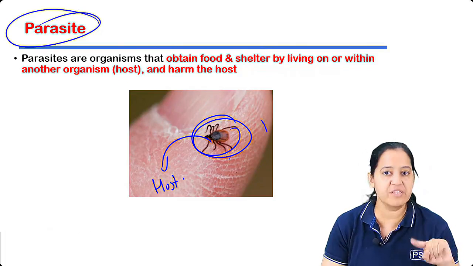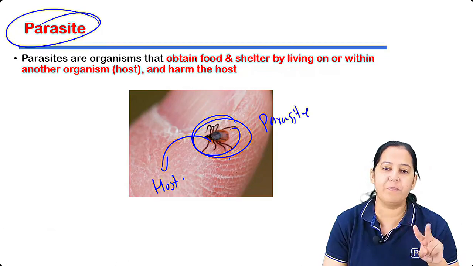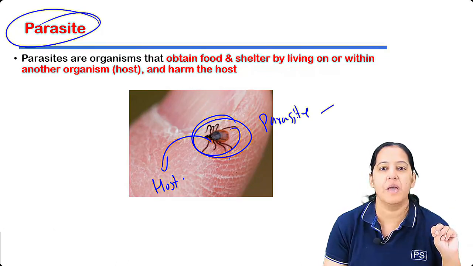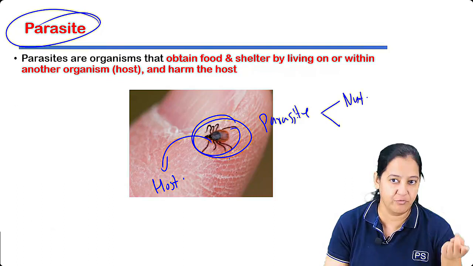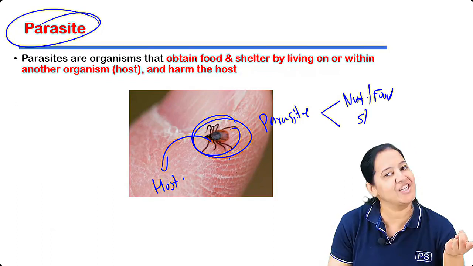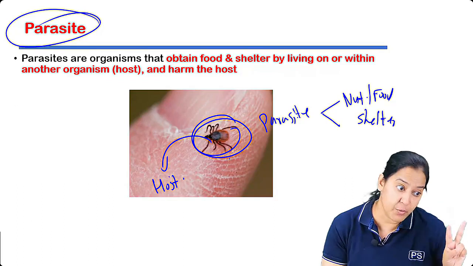The organism which is residing is known as the parasite. So the parasite obtains two things from the host: nutrition, that is food, and shelter. So the host is providing two things to the parasite.